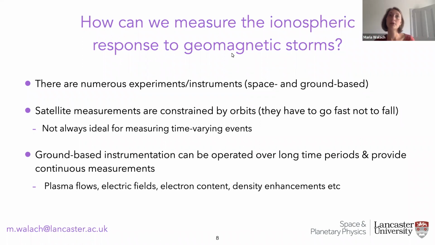One thing to keep in mind, if we want to look at the ionosphere in particular, is that satellite measurements are constrained by their orbits. So if you're interested in the lower ionosphere and thermosphere, they have to go really fast not to fall. Especially around the poles, you might also have the problem that your orbit takes quite a long time. So it's not always ideal for measuring time-varying events.